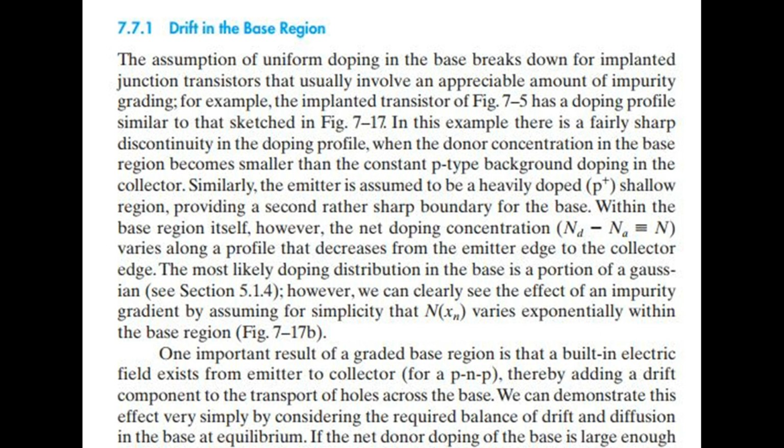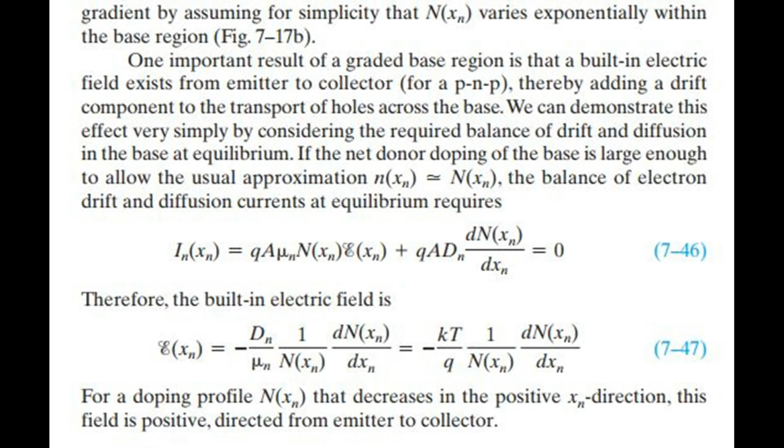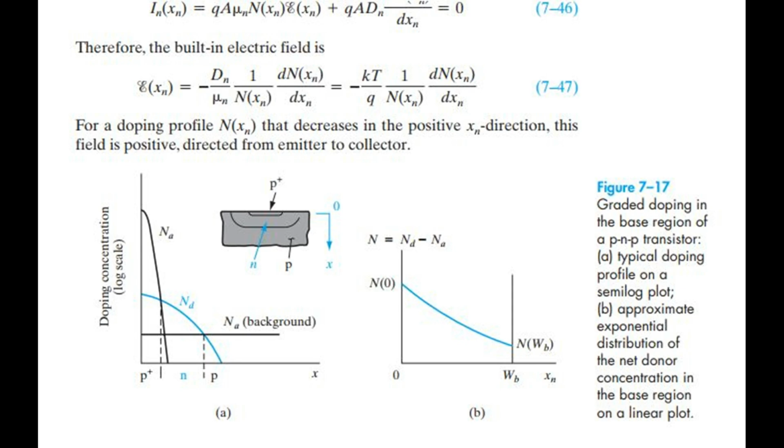If the net donor doping of the base is large enough to allow the usual approximation n(x_n) equals N_d(x_n), the balance of electron drift and diffusion currents at equilibrium requires the following. Therefore, the built-in electric field is, for a doping profile N_d(x_n) that decreases in the positive x_n direction, this field is positive, directed from emitter to collector. Figure 7.17: graded doping in the base region of a PNP transistor, A, typical doping profile on a semi-log plot, B, approximate exponential distribution of the net donor concentration in the base region on a linear plot.